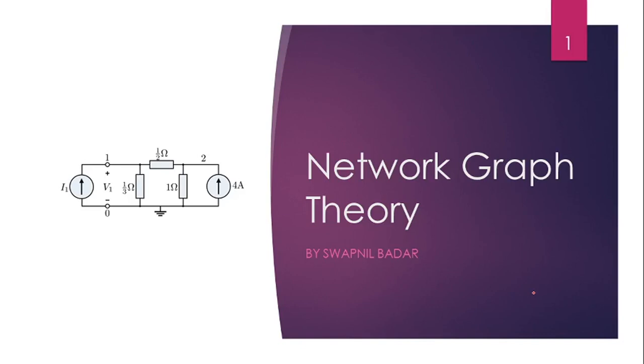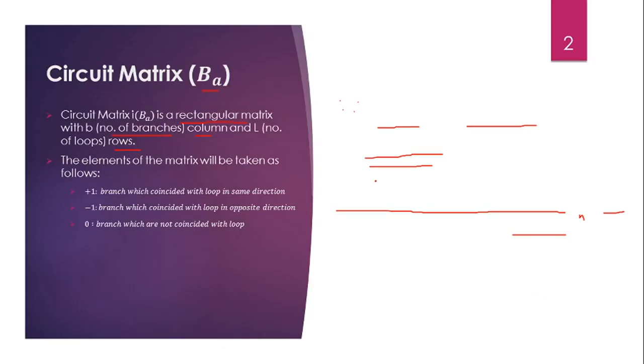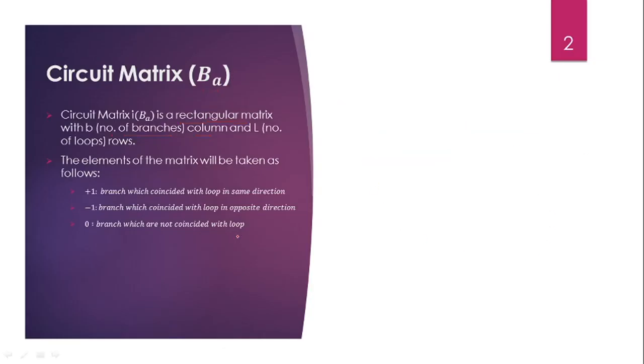In this lecture, we will see circuit matrix and tie-set matrix. So let's take a look at circuit matrix first. So what is circuit matrix? Circuit matrix is a rectangular matrix with number of branches as columns and number of loops as rows.